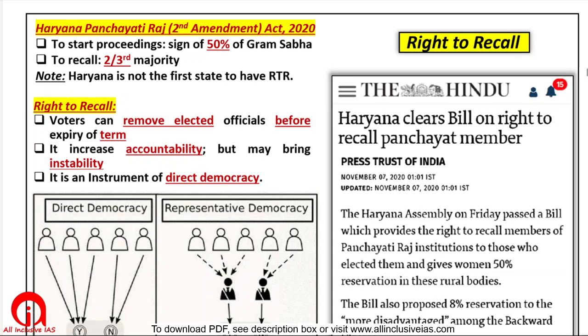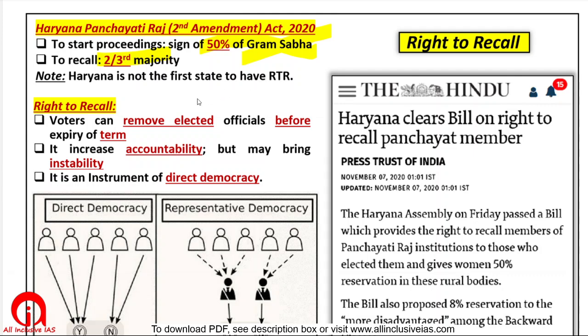Right to recall. So recently Haryana has brought the Panchayati Raj Amendment Act 2020. It gives the people there the right to recall their local representatives. The condition is such that to initiate the proceedings, 50% of Gram Sabha members should sign, and for recalling the representative there should be a 2/3 majority. Okay, so it will ensure accountability, no doubt. Now the concern can be that it will bring instability.